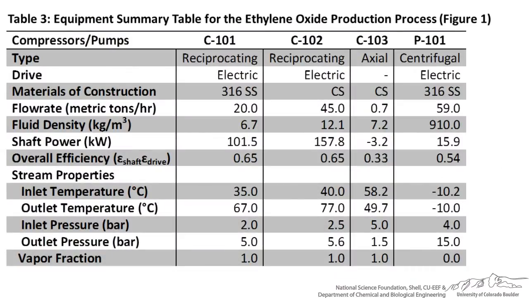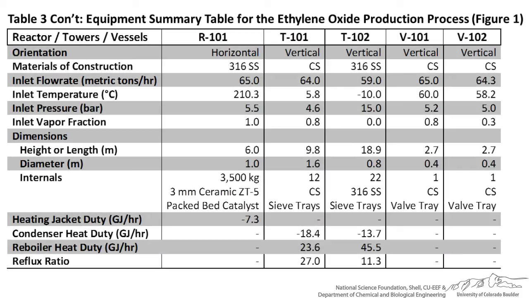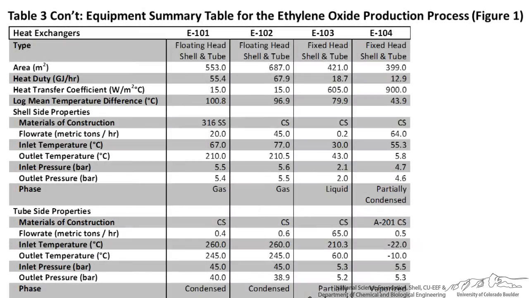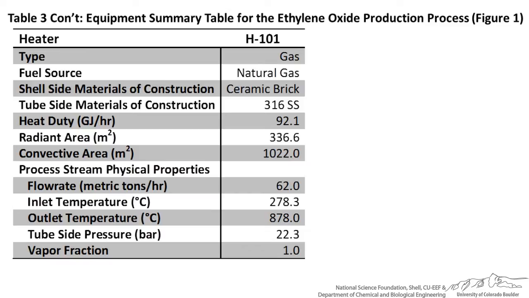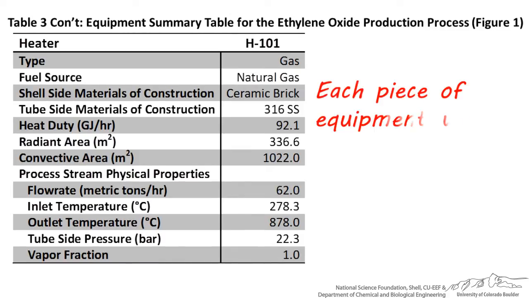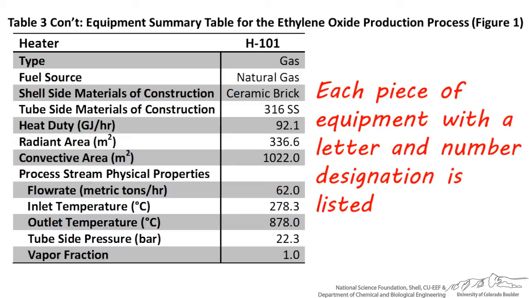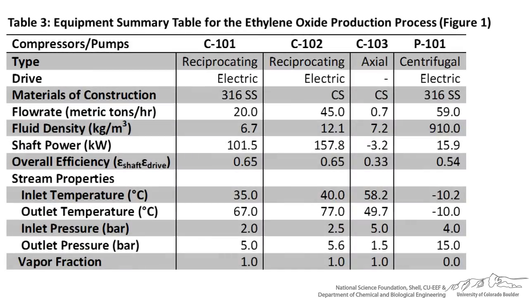This is an equipment summary table for the ethylene oxide production process. Some equipment is listed in groups. For example, compressors, turbines, and pumps are all listed together. And the same is true for vessels, towers, and reactors. However, heat exchangers and fired heaters are grouped by themselves. Every piece of equipment with a letter and number designation on the process flow diagram is described in this table. Let's start with compressors, turbines, and pumps, and look at the information you should provide for these units.